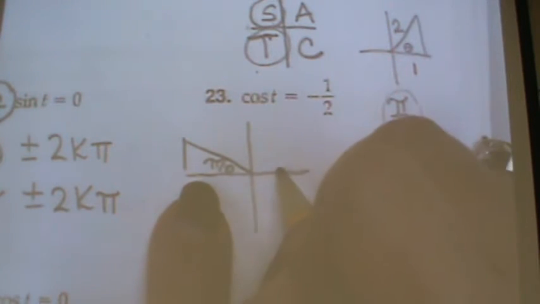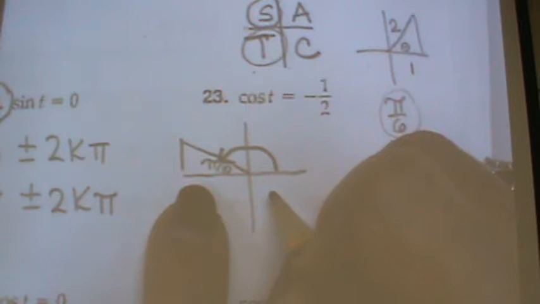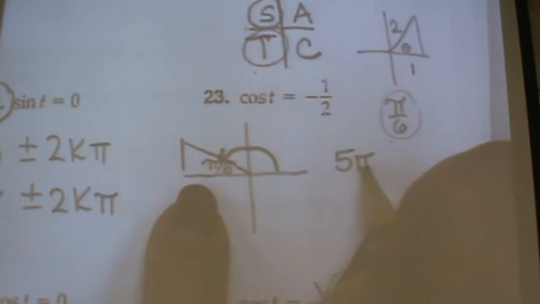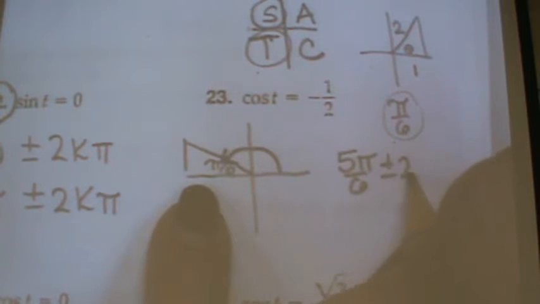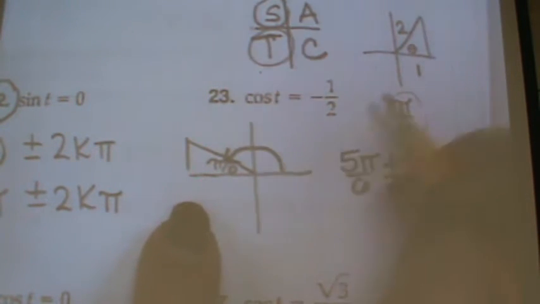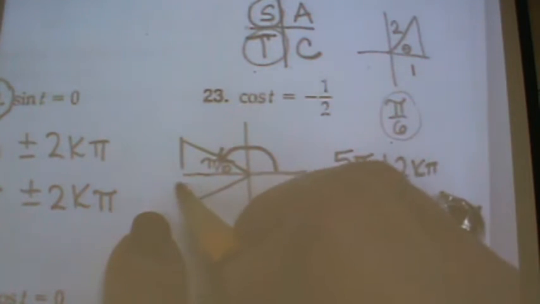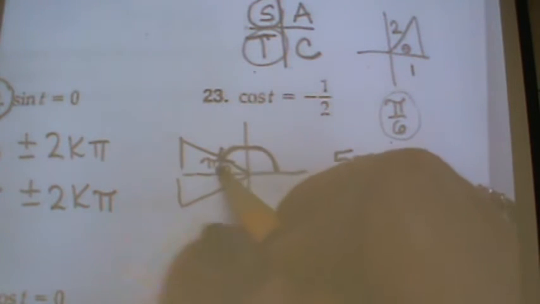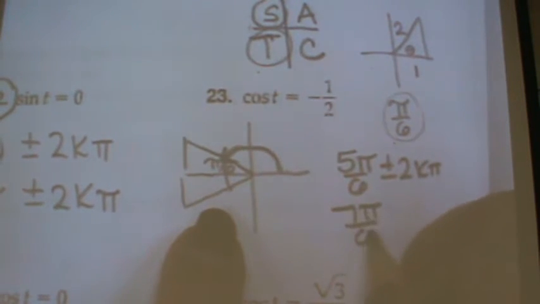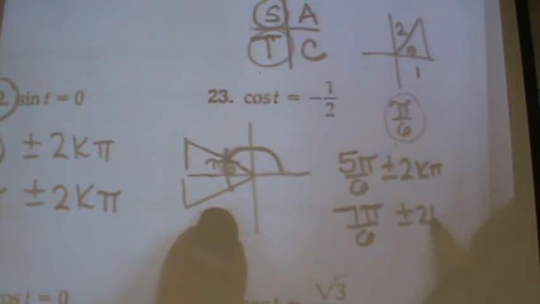But I don't want that answer. I want this answer. So what is it from here to here? It's 5 pi over 6, and then add and subtract 2k pi. And now you're going to put a 30-degree angle in this quadrant. So I want from here to here now. So it's pi plus pi over 6, which is 7 pi over 6, plus or minus 2k pi.